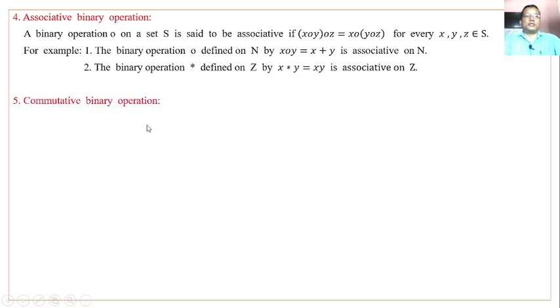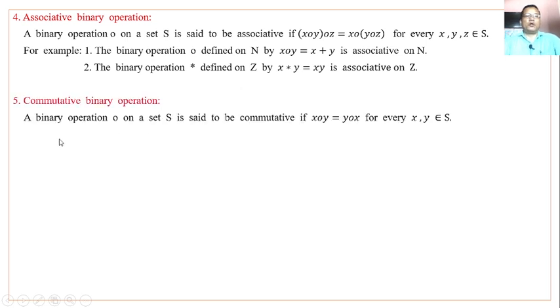Commutative binary operation. A binary operation O on a set S is said to be commutative if X O Y equal to Y O X for every X, Y belongs to S. The value of X O Y and the value of Y O X are the same, where X, Y belongs to S. Unlike the associative grouping property, the commutative property is about the order.